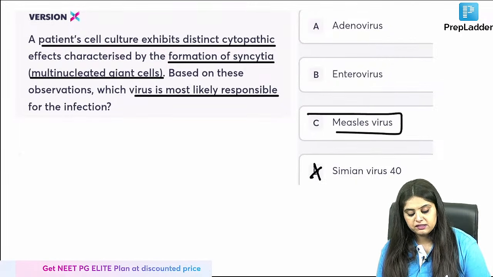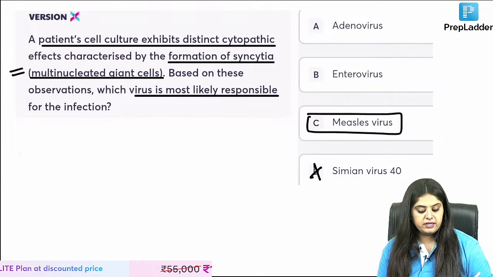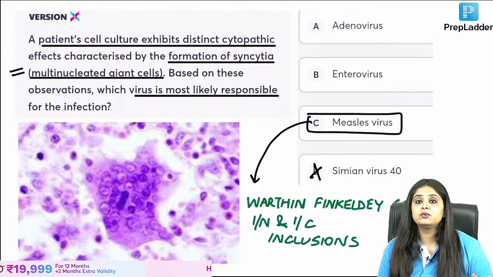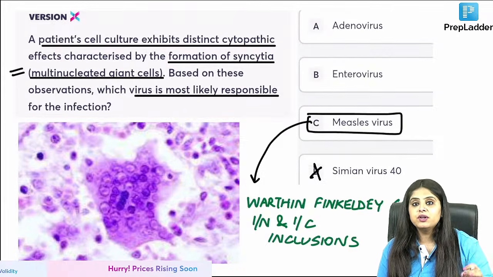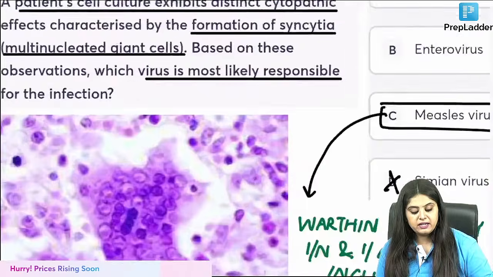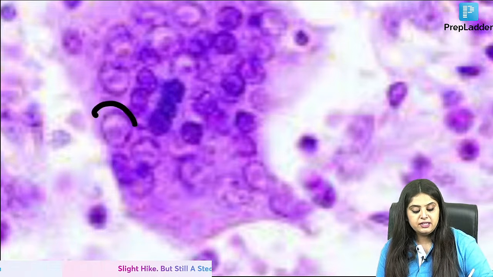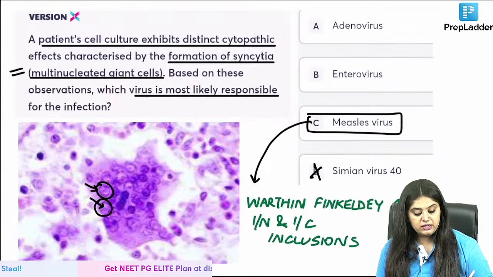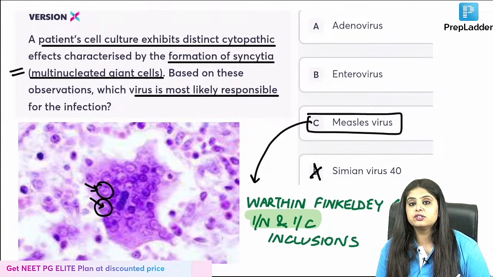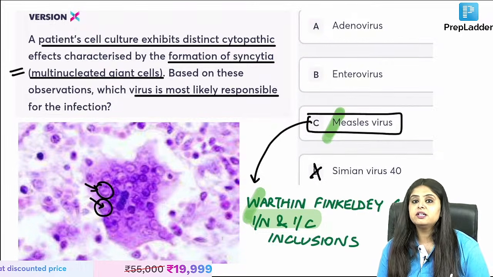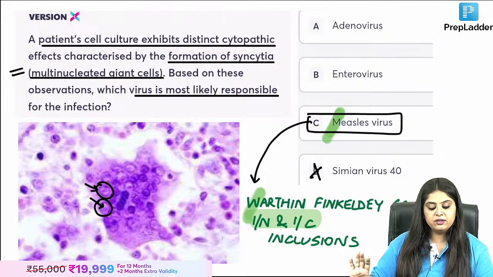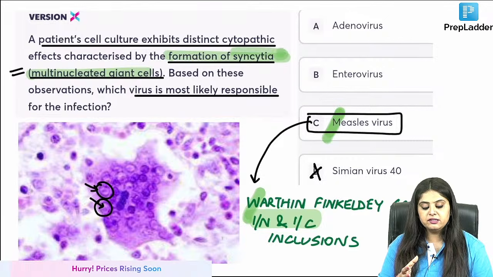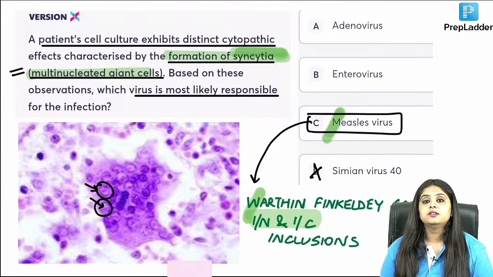Okay, measles virus, because they have talked about multinucleated giant cells. What is the multinucleated giant cell in measles, which I've taught you in pathology in the bonus slides? Warthin-Finkeldey giant cell. How do you identify a Warthin-Finkeldey giant cell? In the nucleus you will see a dot. There are intranuclear and intracytoplasmic inclusions. In measles, look, they didn't write Warthin-Finkeldey giant cell. They wrote some giant cells. Giant cells are what? All nuclei have grouped together. Syncytia, you will think of the measles virus.